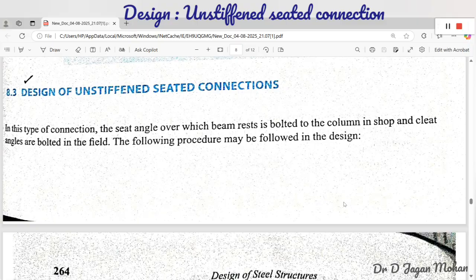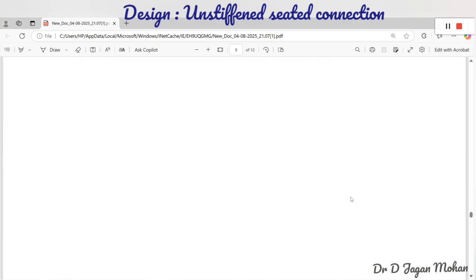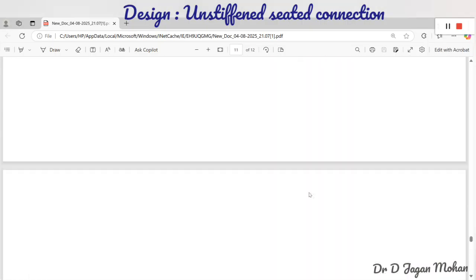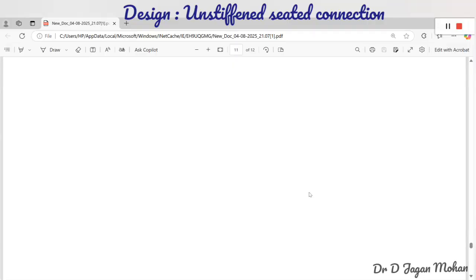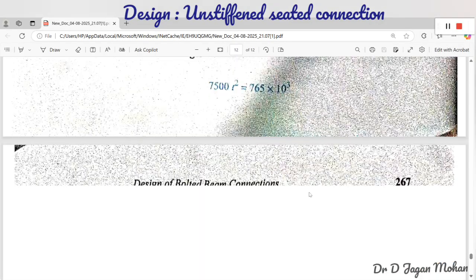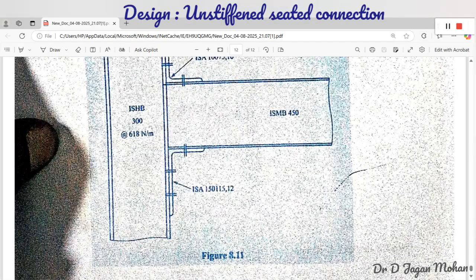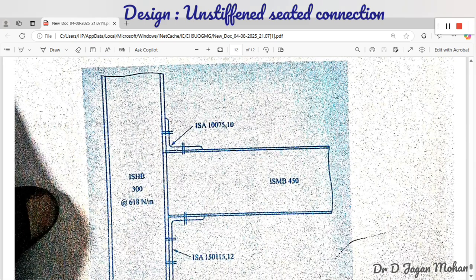We'll go to the design of unstiffened seated connections. So unstiffened seated connections will have a seat angle and cleat angle. The below one is the seat angle where the beam rests. You can see the diagram. It consists of seat angle and cleat angle. This is the seat angle, where the beam is going to rest to transfer the load, the shear force, through this seat angle. And on the top of the beam, the cleat angle will be there.